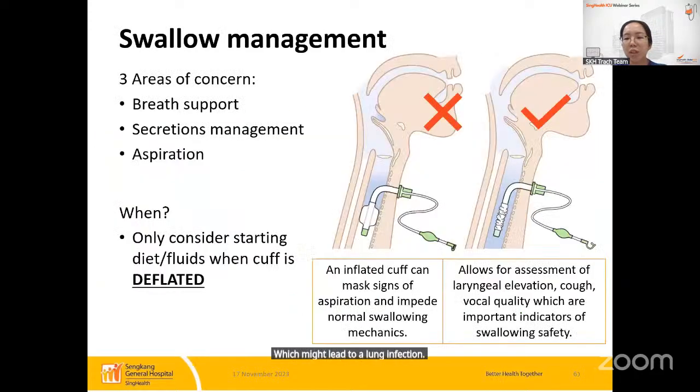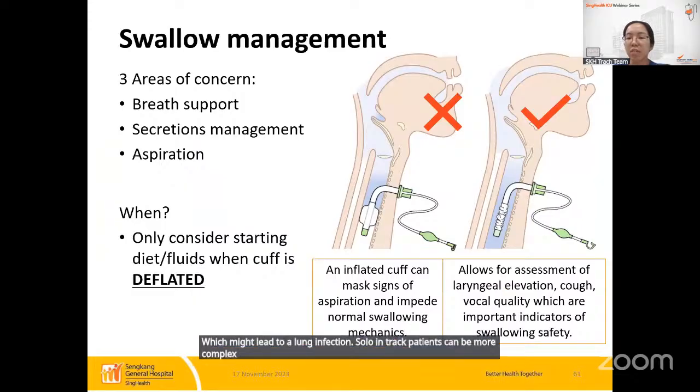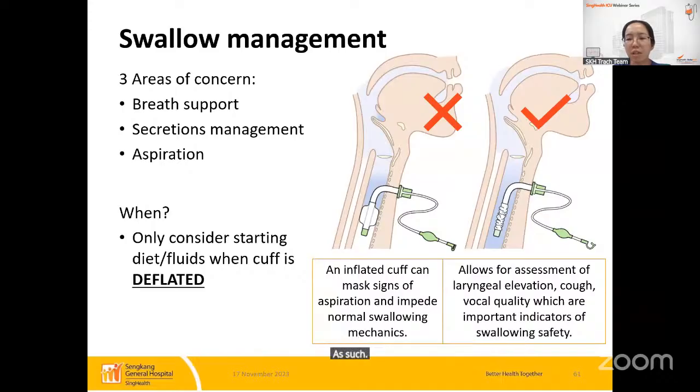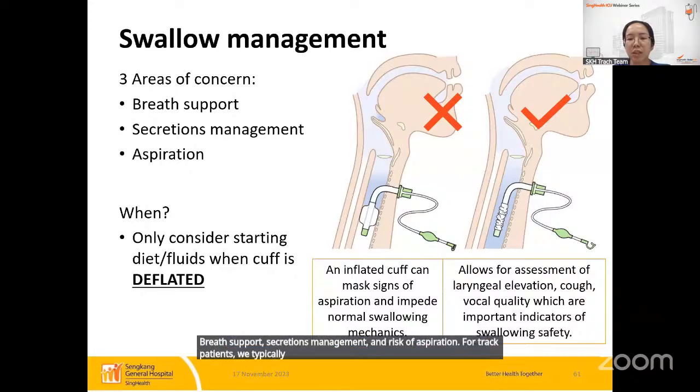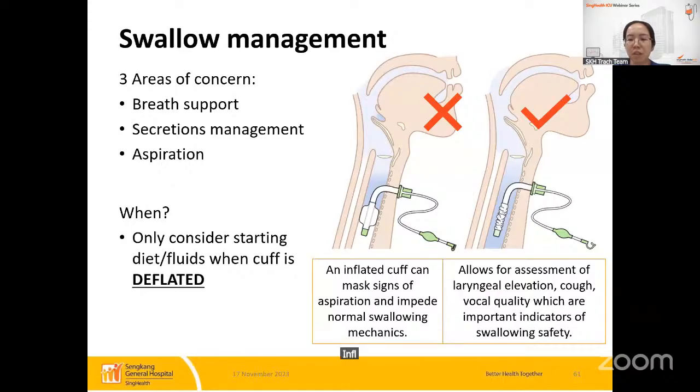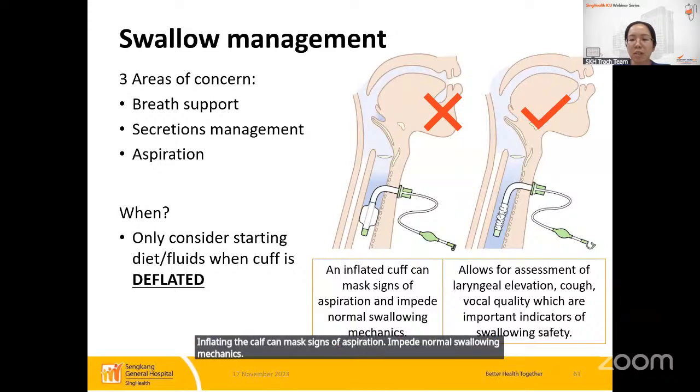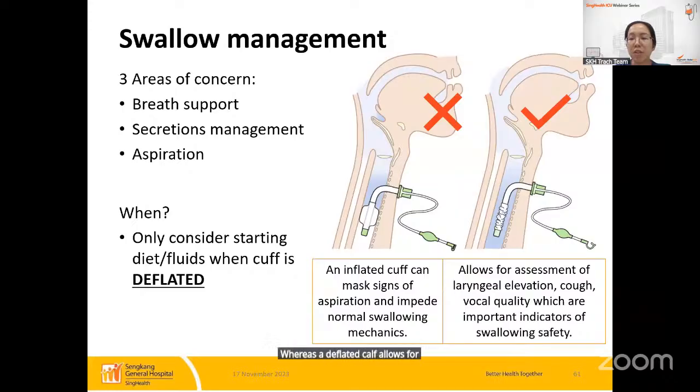Swallowing in trach patients can be more complex due to changes in airflow, sensation, and secretions handling. As such, there are three key areas we need to monitor closely: breath support, secretions management, and risk of aspiration. For trach patients, we typically only consider starting diet and fluids when the patient's cuff is deflated. Inflating the cuff can mask signs of aspiration and impede normal swallowing mechanics, whereas a deflated cuff allows for assessment of laryngeal elevation, cough, and vocal quality, which are important indicators of swallowing safety.